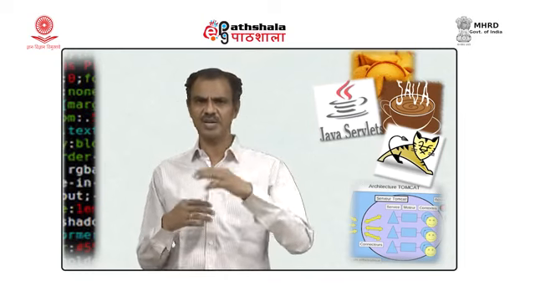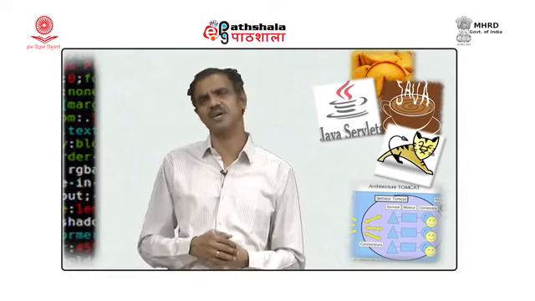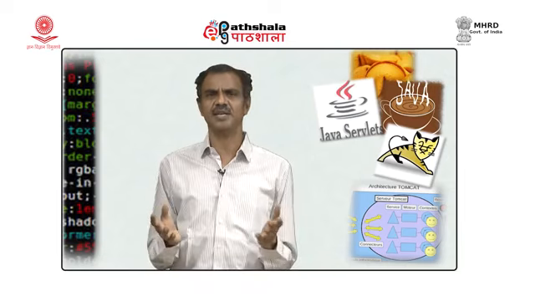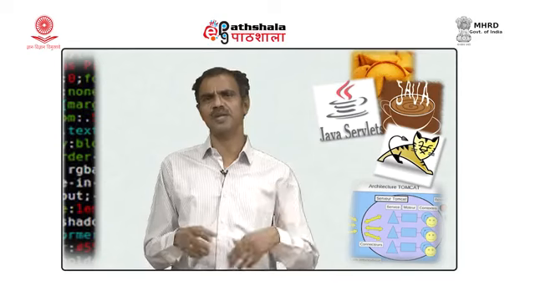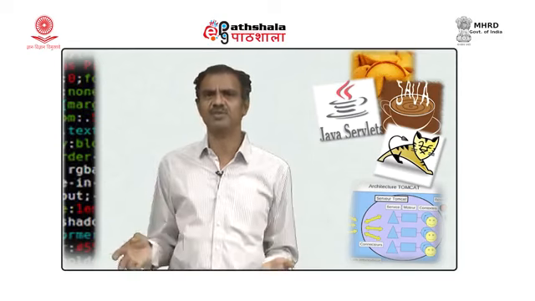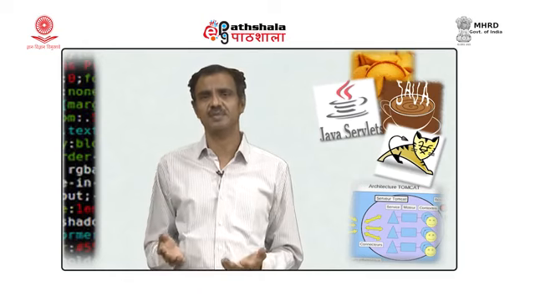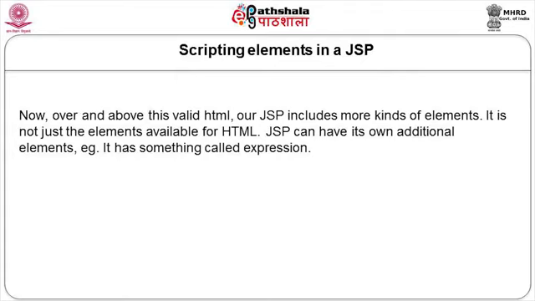Because ultimately what is happening is, if we put everything which is valid for HTML, it just gets translated into a service method, where within the service method, out.println in double quotes, everything whatever is valid HTML. Now, then what happens?